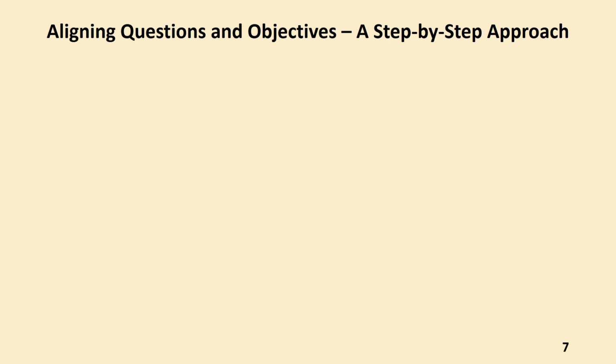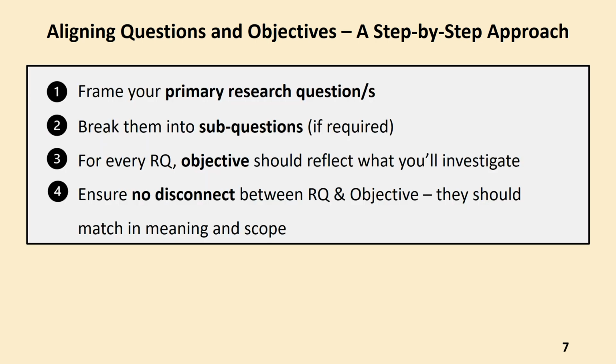Aligning questions and objective, a step-by-step approach. You can make a note also of how you are going to make a step-by-step approach and align research question and objectives together. This is very interesting for a research scholar and a researcher to understand how you actually align your research question and objective together. First is frame your primary research question, whatever you have.